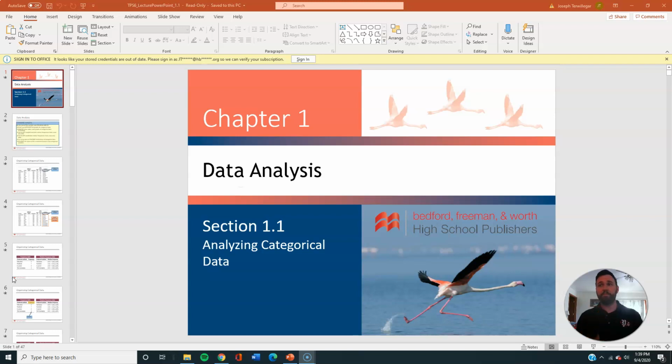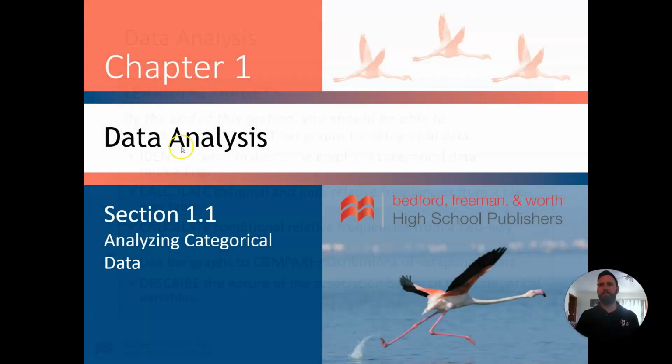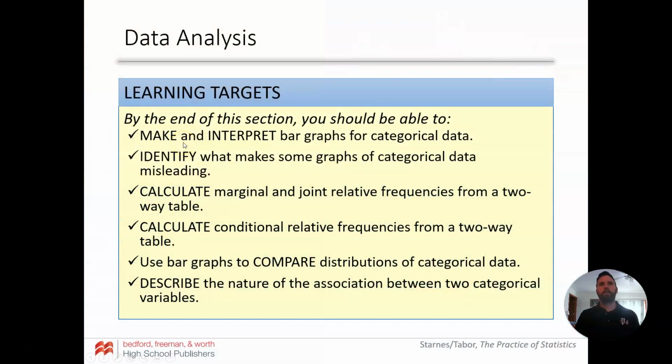Alright. We're looking at 1.1, analyzing categorical data. What are we going to learn? Good question. We're going to learn a bunch of stuff. We're going to look at making bar graphs for categorical data. We're going to look at how we can make them misleading. We're going to look at relative and joint frequencies from two-way tables. And we're going to look at comparing categorical data. So let's get to it.